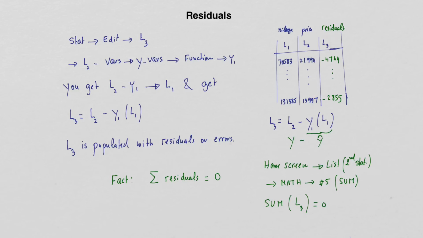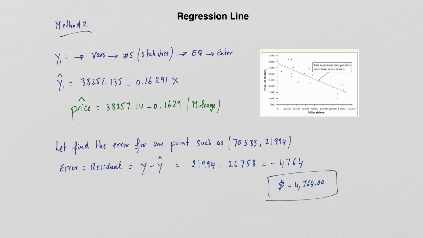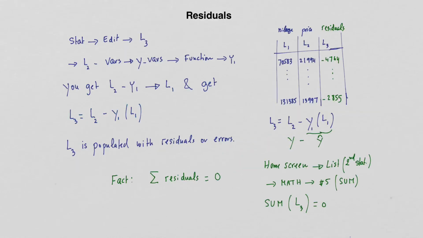Y hat, I don't know what to say, except that I need to enter the X values in my equation to get the Y hats. Isn't that true? Isn't that what I did here? Isn't that how I got this? So you need to be able to write this. How do you write it?